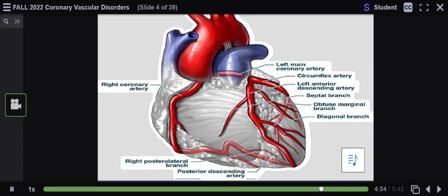So that is a review of your RCA. I think it's good to know where the coronary arteries are, just to have an idea about this picture. Why? Because on your next slide, I'm going to make you watch a video.